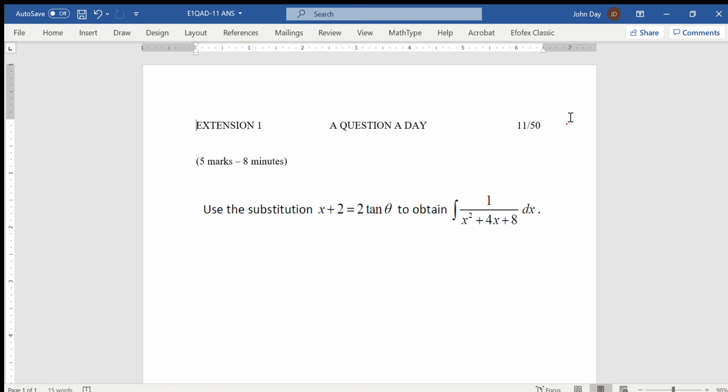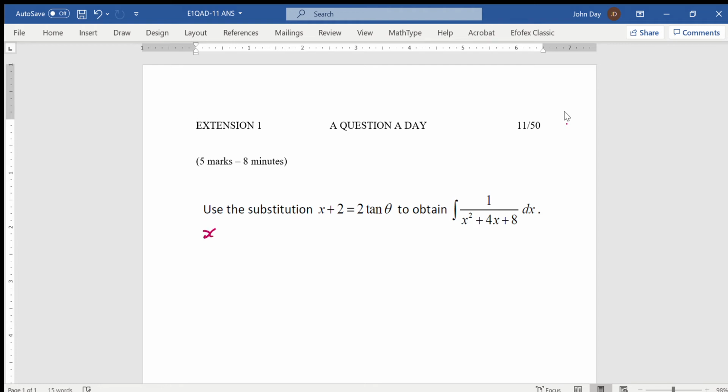All right, a question a day, day 11. Use the substitution x plus 2 equals 2 tan theta to obtain that integral. Well, always we need to replace the dx as well as just substituting for the x in the integral itself. So we're going to have to find dx d theta.